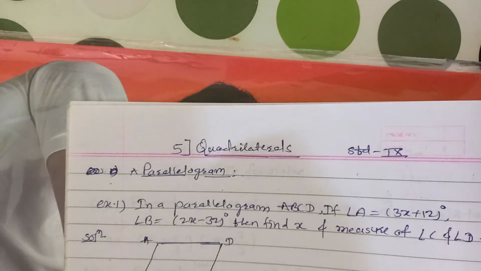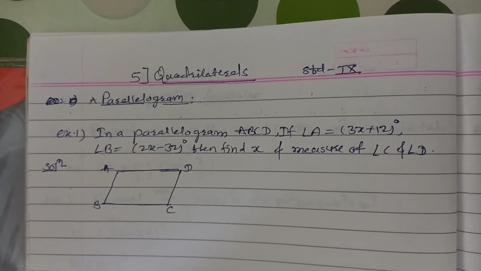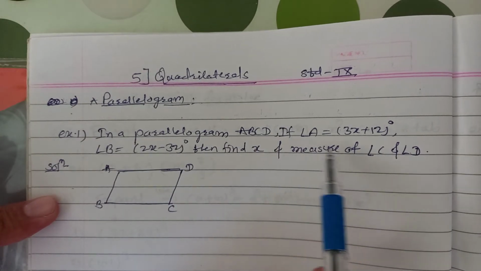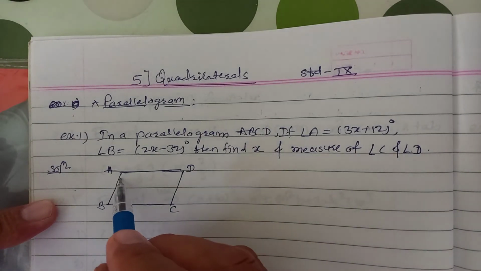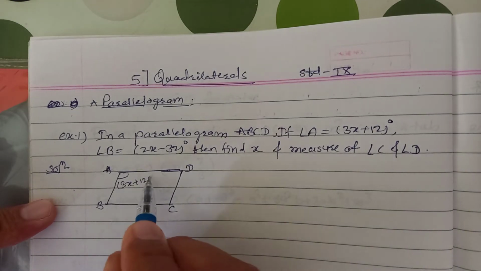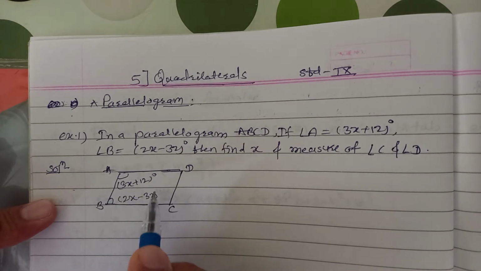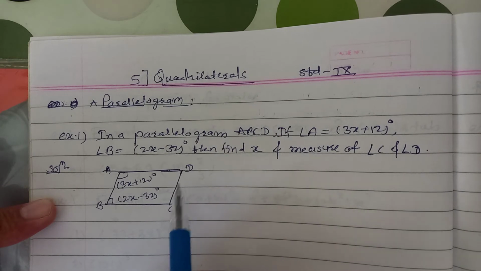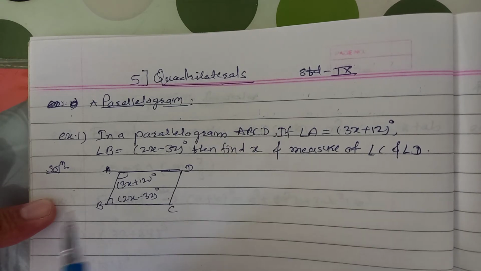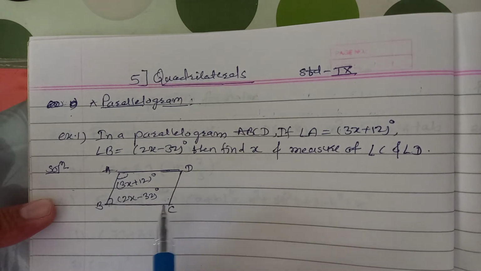So actually, we'll see exercises on these two theorems. Okay, first example: in a parallelogram ABCD, angle A is given as 3x plus 12 degrees, and angle B is 2x minus 32 degrees. You have to find angles C and D. Now, you have studied that opposite angles are congruent, so the measure of A is the measure of C, and the measure of B is the measure of D. It means you only have to find these two.